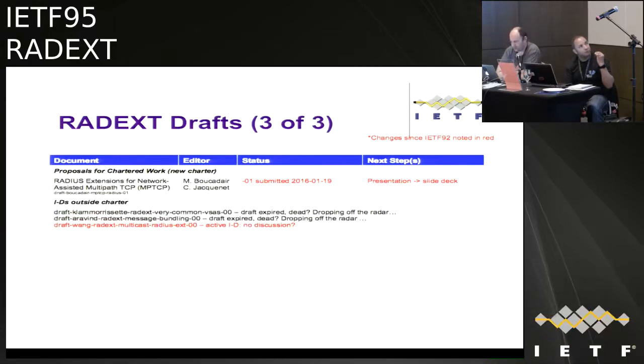I also noticed that the data tracker has one other new draft, which I haven't heard anything about, but it sits there, called draft-1-radext-multicast-radius-extensions. So it's an active ID. Somebody published that with the intent of coming to RADEXT, but I haven't heard anything. So if somebody wants to talk about it, it would be nice to raise discussion points on the mailing list. And that's pretty much all I see on our radar at this point.